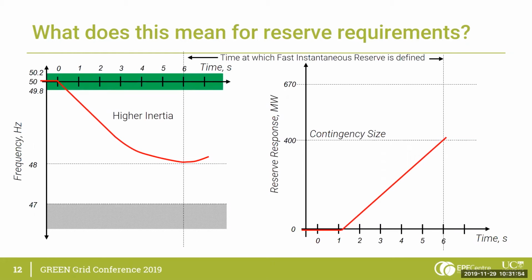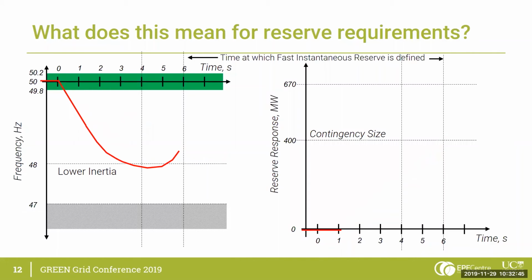So we'll consider two situations, a high inertia situation and a low inertia situation. Starting with the high inertia, I've shown here on the left a time plot of frequency, and on the right, the required reserve response to get that frequency transient. For a high inertia case, we expect the frequency to drop more slowly, and then we get our minimum frequency at 6 seconds. That 6 seconds is where fast instantaneous reserves is defined. So by 6 seconds, we need 400 megawatts of reserve to replace 400 megawatts of generation lost for that contingency.